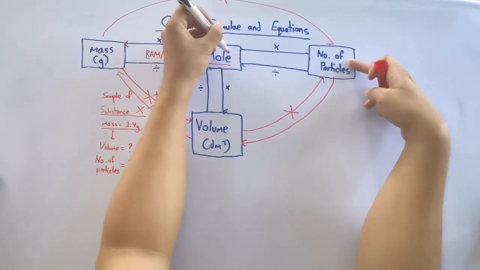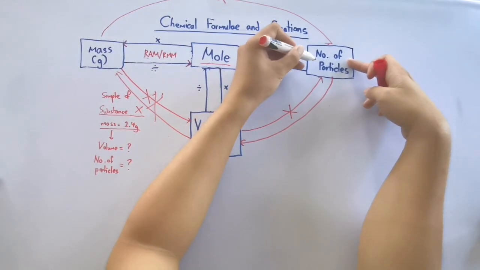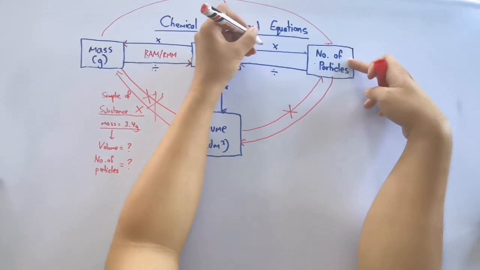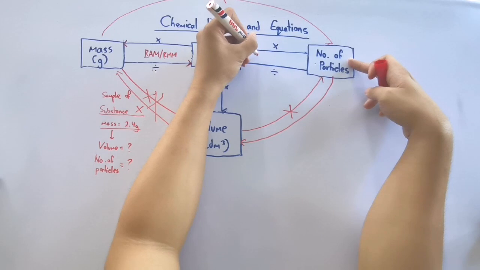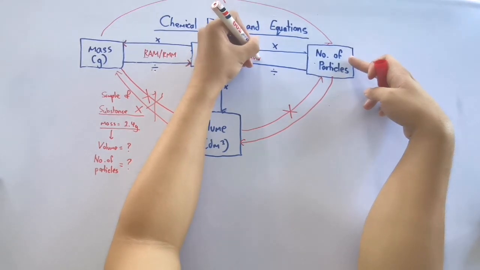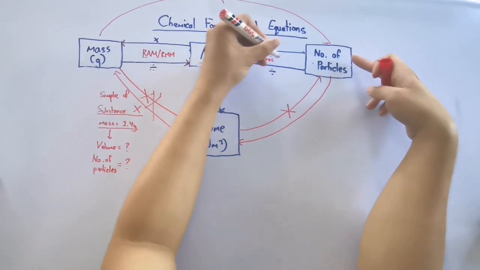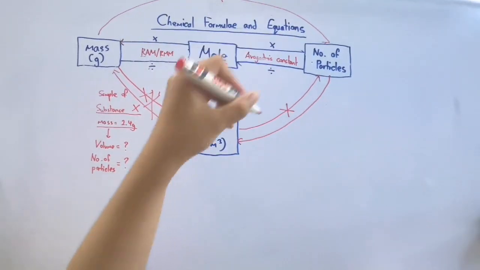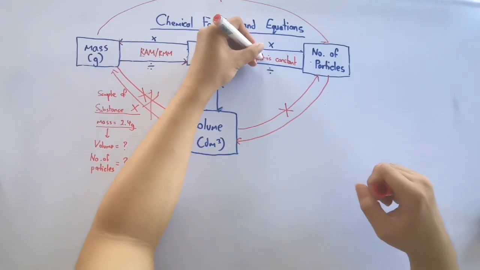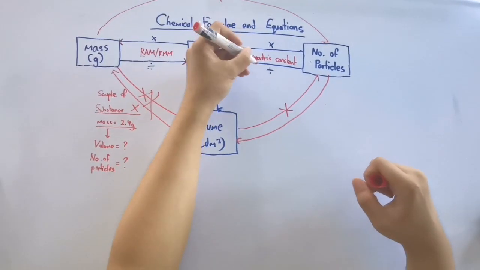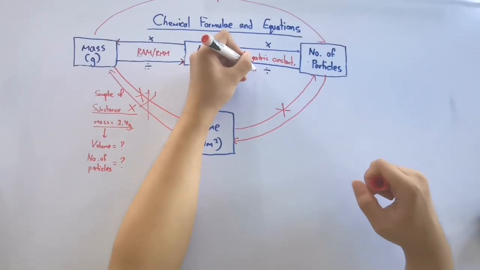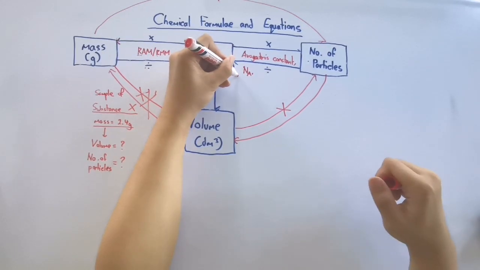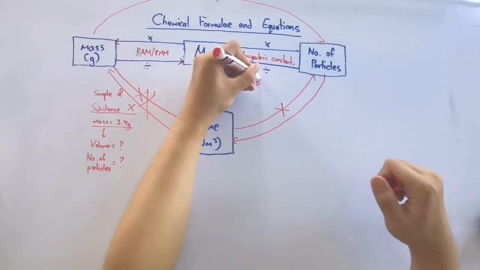So to keep it simple, for mole to be converted to number of particles or vice versa, we need to multiply or divide something called Avogadro's constant. Now, Avogadro's constant is usually denoted as N subscript A. It has a fixed value of 6.02 times 10 to the power of 23.